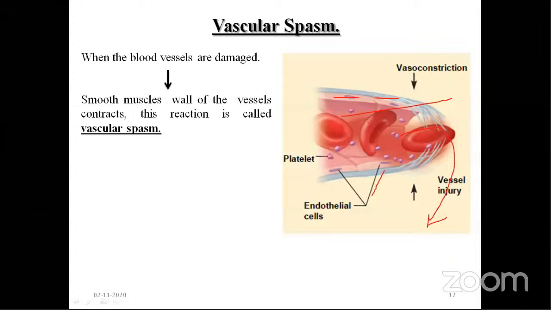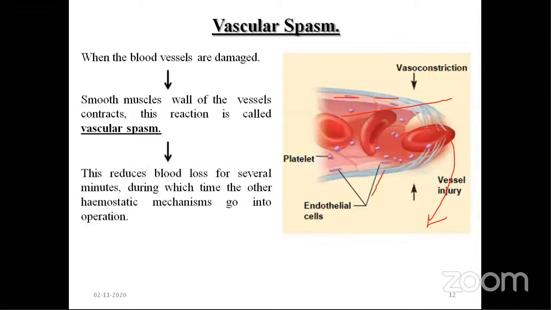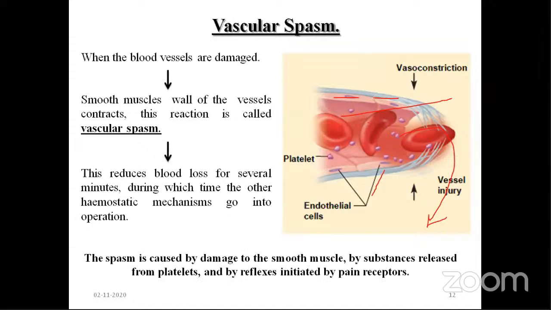and this reaction or process is called vascular spasm, and this reduces the blood loss for a certain period of time, maybe a few minutes, during which the other hemostatic mechanisms come into play, resulting in formation of the primary platelet plug, and finally initiate the clotting cascade, leading to the formation of the actual blood clot. So this spasm is caused by damage to smooth muscles, by substances which are released by degranulation of the damaged platelets, and also by reflexes which are initiated by pain receptors innervating the blood vessels.